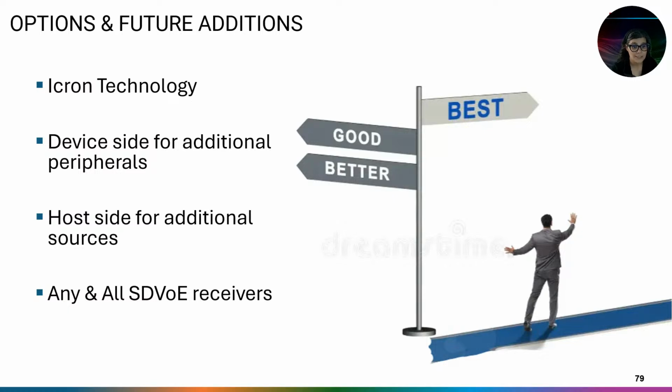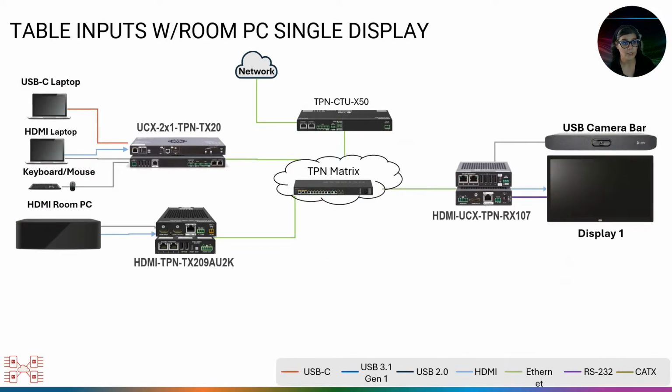So as long as it uses SDVoE, it's going to work in your TPN systems. So let's take a look at kind of how this can grow. Here we are looking at a table input with just a single display using our TPN. We've got our laptop over here and another laptop going through the HDMI USB-B. We're using this 4-port hub for a keyboard and mouse.